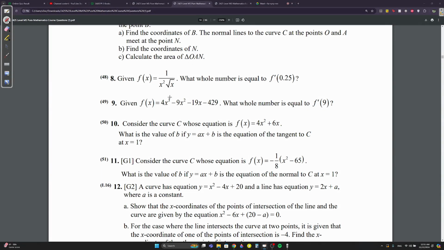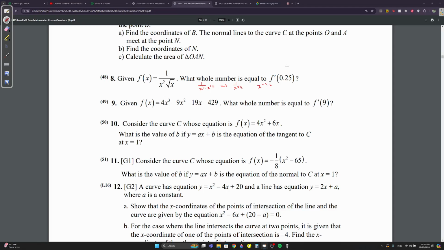Given f of x is equal to 1 over x squared root x, what whole number is equal to f prime of 0.25? This is nice, it's easy. Okay, how do we derive this? This is going to be 1 over x squared times x to the power of half, which is 1 over x to the power of 5 over 2. We put it up, it becomes minus 5 over 2. Remember, no powers in the denominator, so you have to take it up and make it negative.